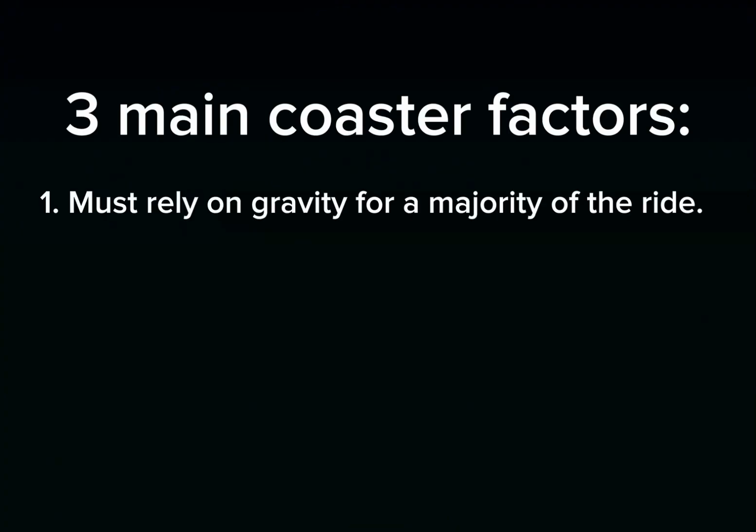Starting off, what makes a roller coaster a roller coaster? Well, roller coasters need to have at least three main factors to be classified as one, and these are the three. Firstly, they need to rely mostly on gravity. They can have something at the start, such as a lift hill or a launch, but they also need to depend primarily on gravity for most of the layout. Gravity comes into effect once the train has left the launch or dropped off the lift hill.